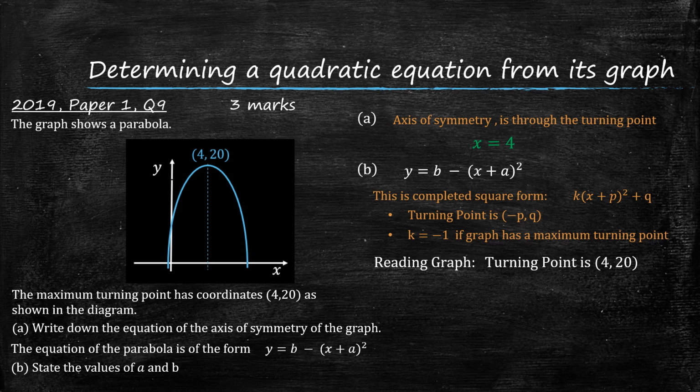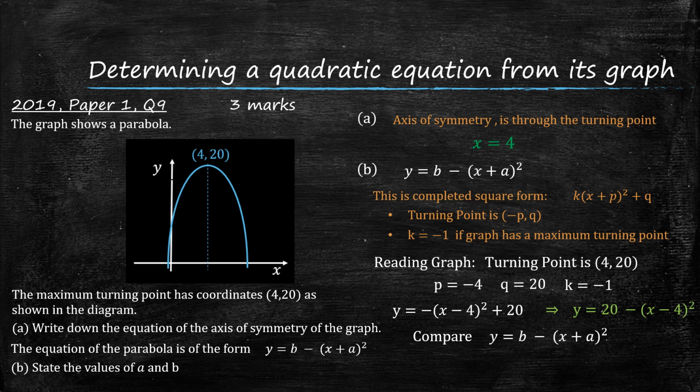Now reading the graph, the turning point is (4, 20). We can see that from the graph. This tells us p is -4 and q is 20 because the turning point is (minus p, q). And as stated, k is equal to -1 because we have a maximum turning point. Now let's substitute those values into our completed square form, k times (x plus p) all squared plus q. This gives us k, -1, so it's negative (x minus 4) all squared plus 20. Let's rearrange that, and that gives us 20 minus (x minus 4) all squared. Now we have our equation in the form requested by the question.